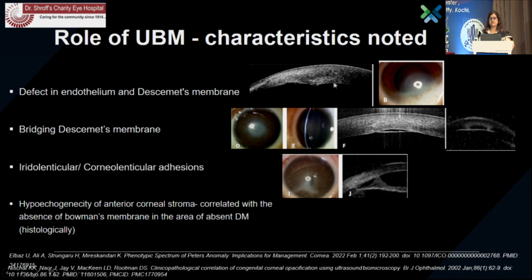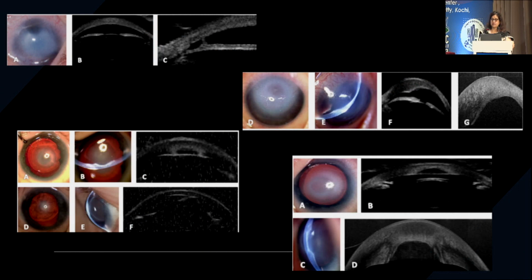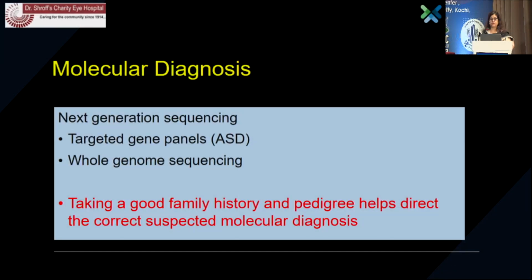Role of UBM: you can see the absent Descemet's membrane, defect in the endothelium, here bridging Descemet's membrane, and here you can see the iridocorneal attachments. And here you can see the iridolenticular attachment in this patient. You can see here the central cornea which is attached to the lens. So I think all these clinical features can be very well delineated with UBM. So I would say you should have UBM if you are practicing pediatric glaucoma.